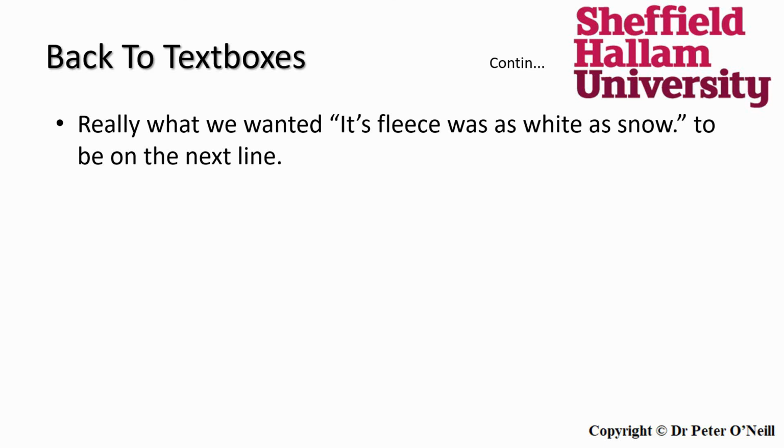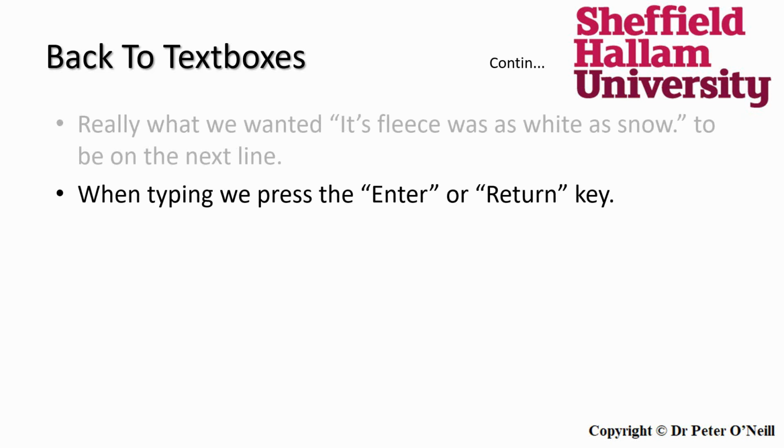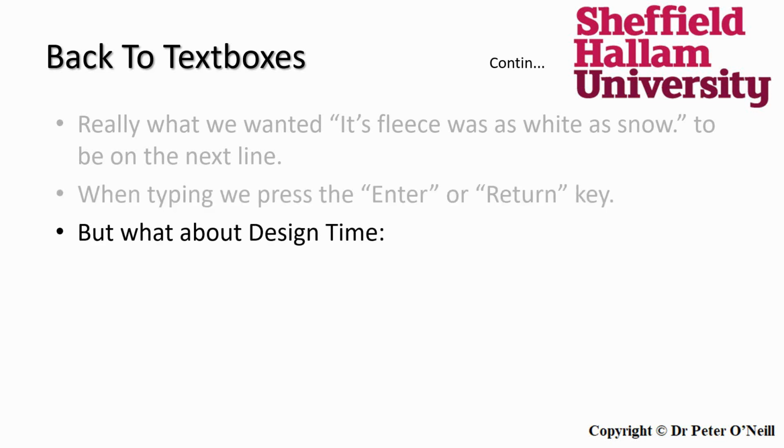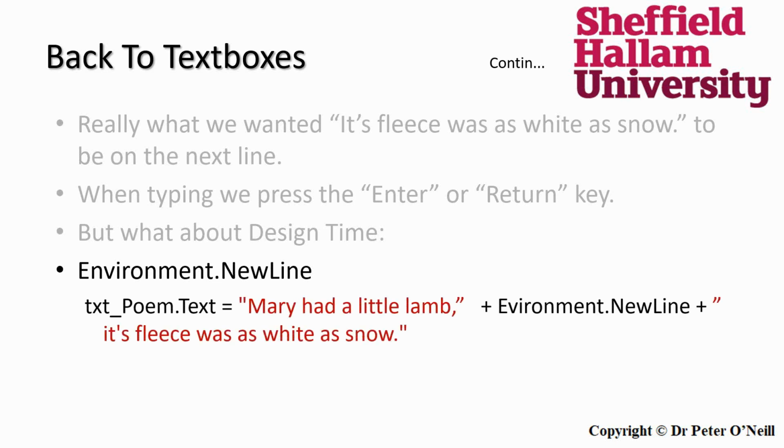As I said, really what I wanted, its fleece was white as snow, to be on the next line. So when typing, I will press enter or the return key. But how do I do it in design time? I use a function called Environment.NewLine. Our text box is called poem, and the text itself is called text. Remember, it is of type string, so I need to make sure that whatever's entered into it is of type string.